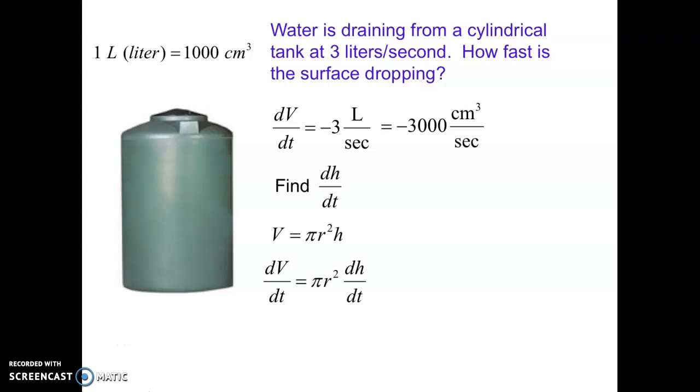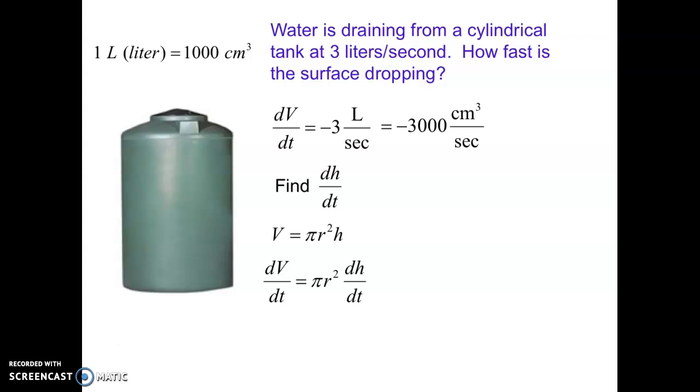All right, this is MAT221, Calculus 1. We're in section 4.1 talking about applications to the derivative, talking about the topic of related rates. Now, we were talking about this water is draining from a cylindrical tank at a rate of 3 liters per second, and how fast the surface of the water is dropping.